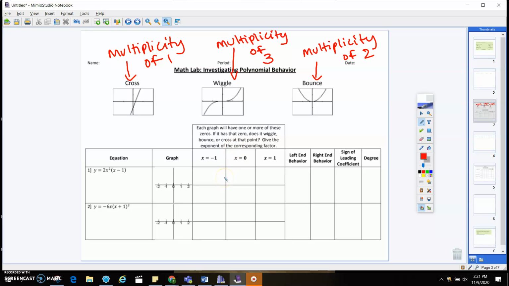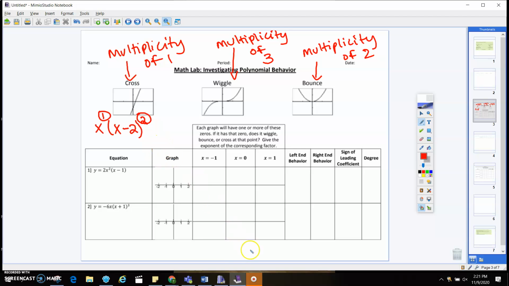And then we have a wiggle, which has a multiplicity of 3. Now, I know you're sitting there and you're like, what the heck is multiplicity? So, multiplicity is taking that 0 and multiplying it by itself. So, for instance, if I had something like x times x minus 2 raised to the second power, we notice how this right here would have an exponent of 1, and then this has an exponent of 2.